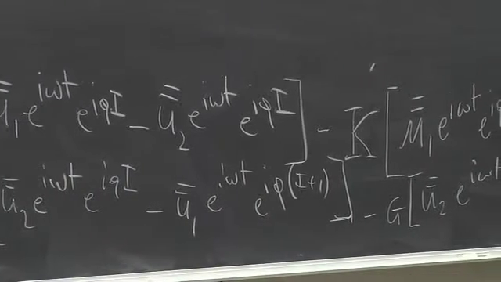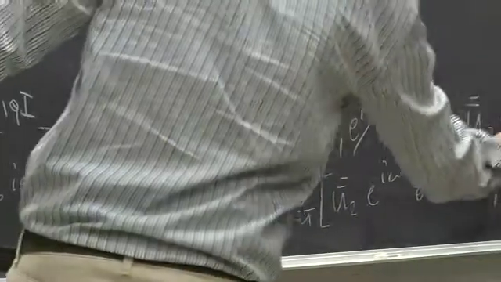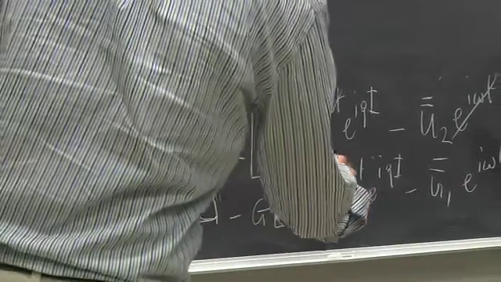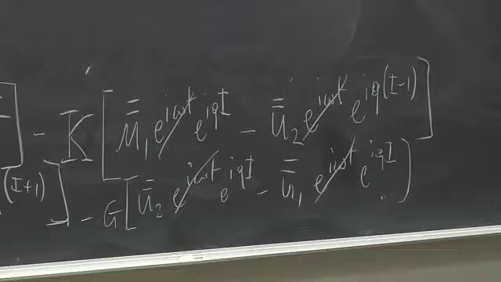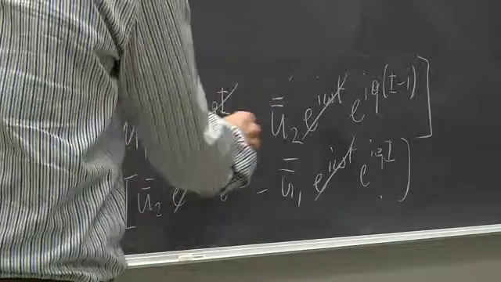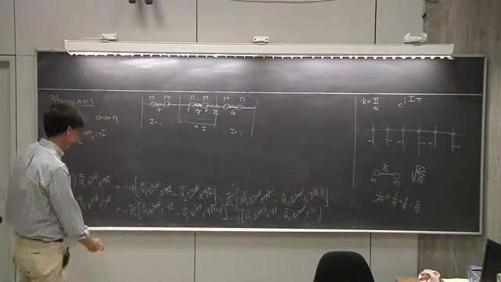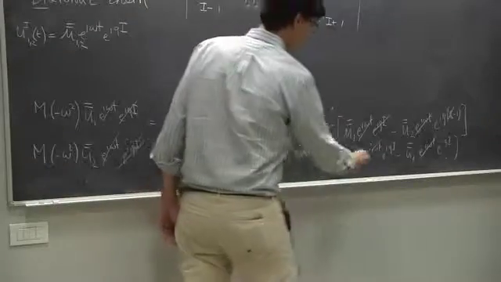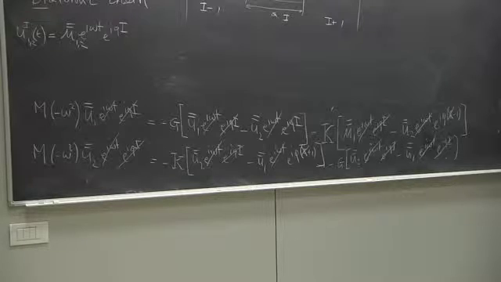Allow me to remove e to the i omega t everywhere. Allow me to remove e to the i q i everywhere. Here I have to remove the i. I remove the i. All right? Good.